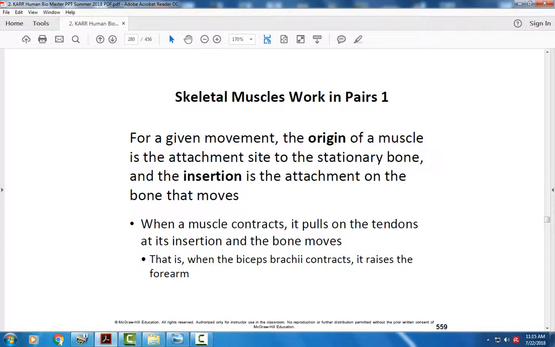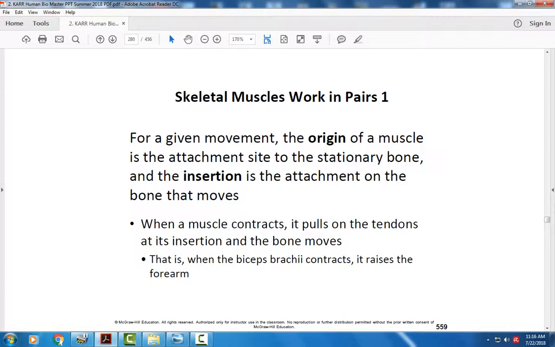Where a muscle attaches to a bone that's not moving, we call that the origin, and the insertion is the other side of where that muscle attaches to the bone that is moving. So when you look at the biceps brachii, for example, the origin would be at the top of the arm, the humerus, and the insertion would be down at the elbow where the radius and ulna are located.